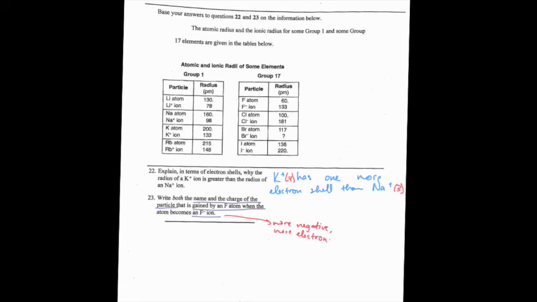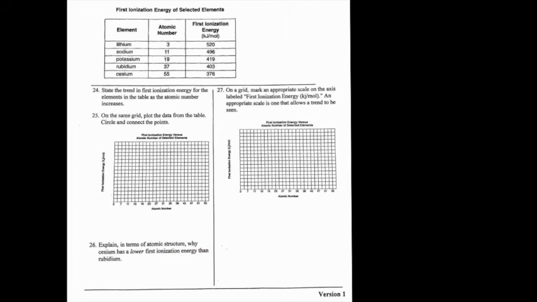Number 23, write both the name and charge of the particle that is gained by an F atom when the atom becomes an F minus ion. So if it becomes an F minus ion, that means it's becoming negative. It gained electrons. So that particle is named an electron, and that sign is negative. Okay, I guess this isn't the last page. This is really the last page.